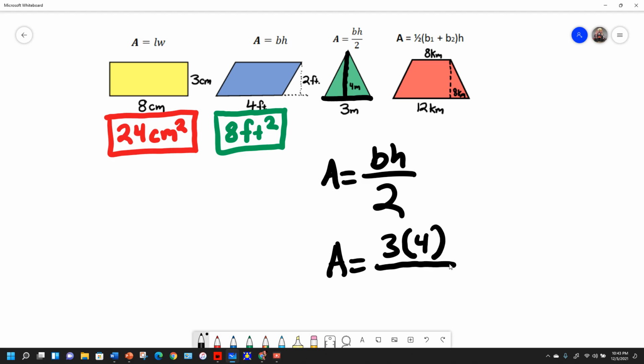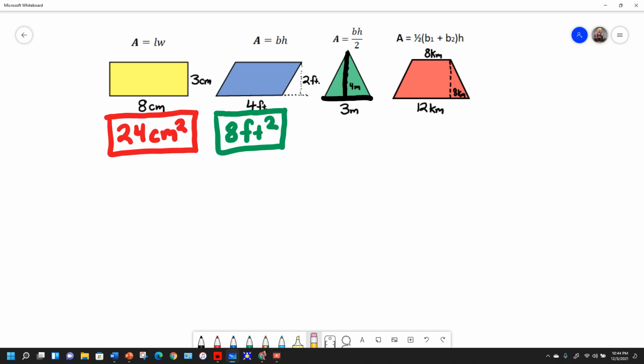And then once we do that, we're going to divide by 2. So do the multiplication first. 3 times 4 is 12, and 12 divided by 2 is 6. So the area of that particular triangle is going to be 6 meters squared, because we took 3 times 4, which is 12, and then cut it in half.